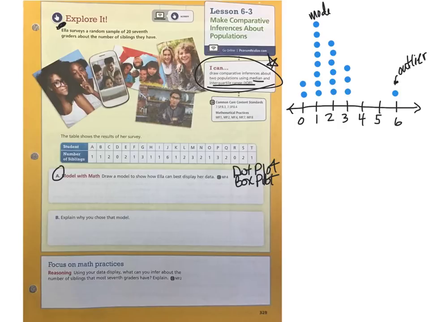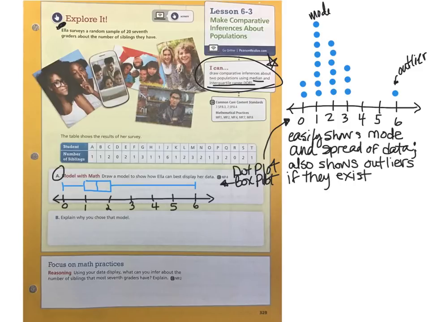Now I want you to try to create the box plot. Remember that the box plot shows us the median of the data set, the first quartile, and the third quartile. Try that and come back and check your answer. The box plot is a good visual representation, so we can quickly see that the number of siblings are concentrated between 1 and 2, and that the range of siblings goes from 0 to 6.